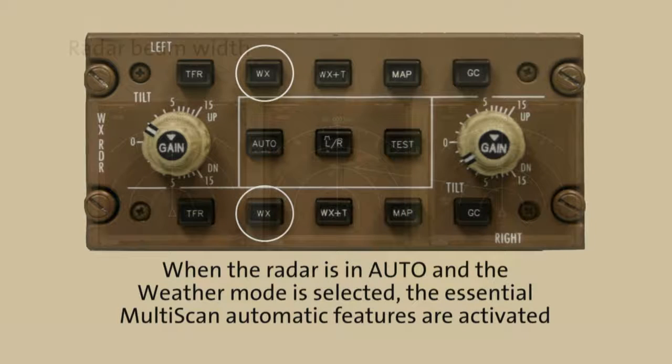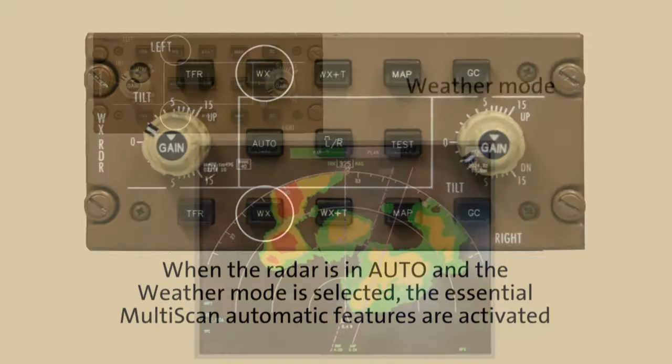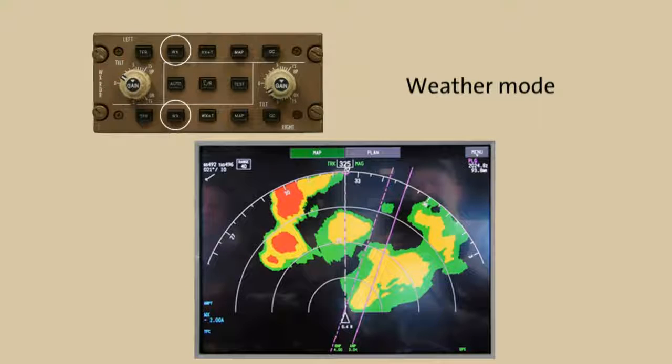Remember that when the radar is in auto and the weather mode is selected, the essential multi-scan automatic features are activated. In weather mode, the radar paints the standard red, yellow, green, and black radar colors. Remember that black is a radar color. Black does not mean that weather is not present, but only that the weather is not reflective enough to meet the green threshold display criteria.